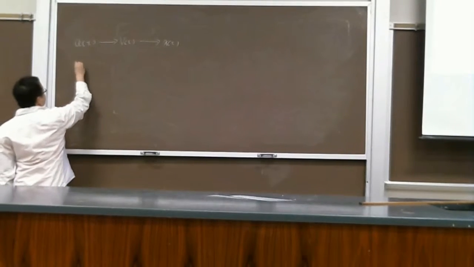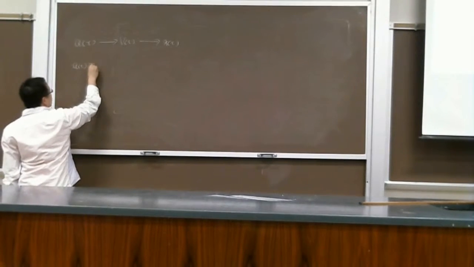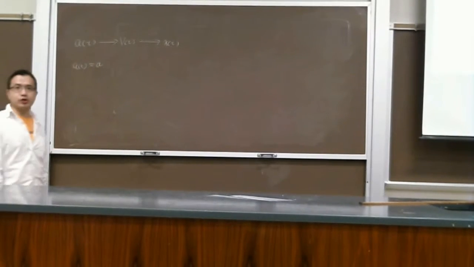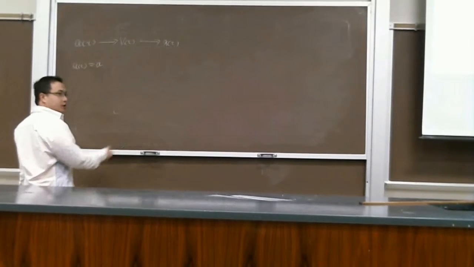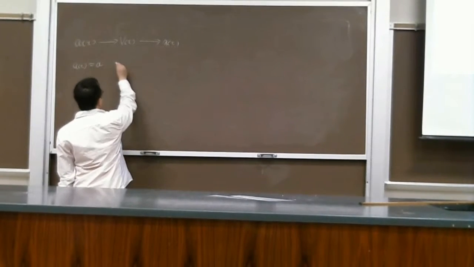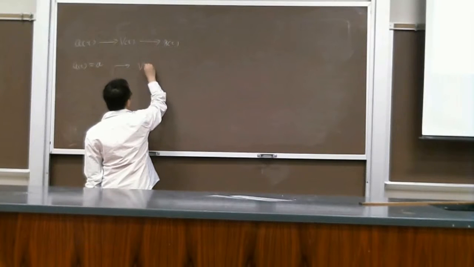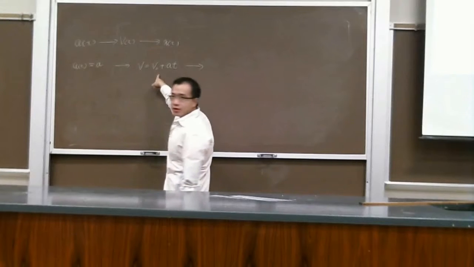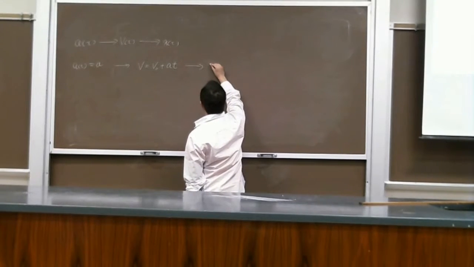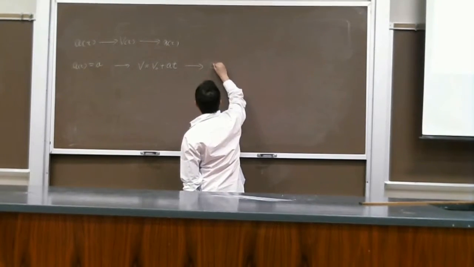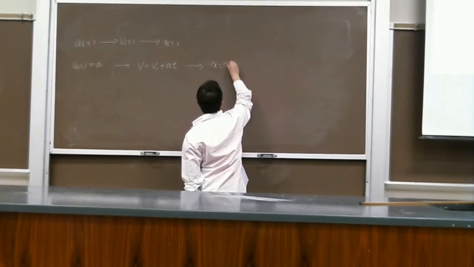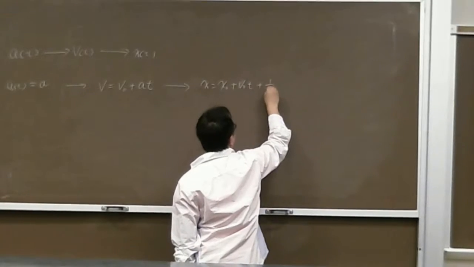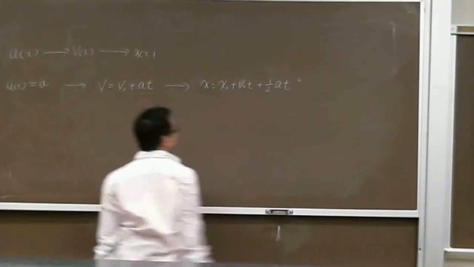So what we get is, if a(t) equals a constant a, if you have a constant acceleration motion, then if you integrate it, you can get some equations like this. First, you are going to get v equals v naught plus at. And integrate this, you get delta x, or x equals x naught plus v naught t plus 1/2 a t squared. Okay.